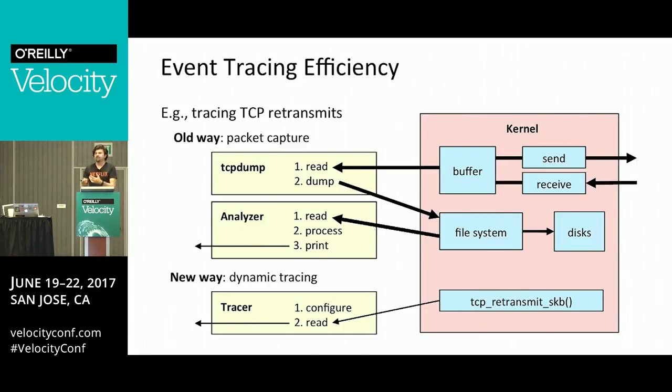Whereas in the new world, if I'm using tracers in Linux, I put my finger on the kernel function that does the retransmit, tcp_retransmit_skb, and I just trace that. And then I summarize those details and can send it to user level. And by only tracing tcp_retransmit_skb, I'm not touching the send-receive path. So I can do this basically almost for free in production, as it's a low-frequency event.